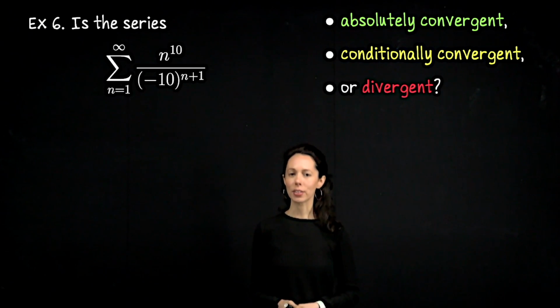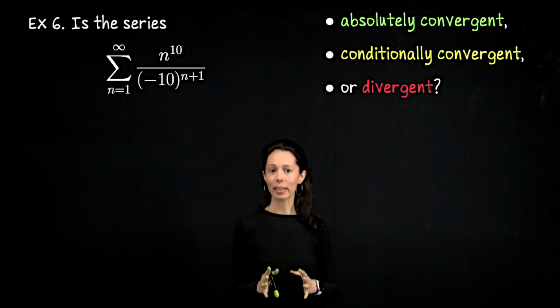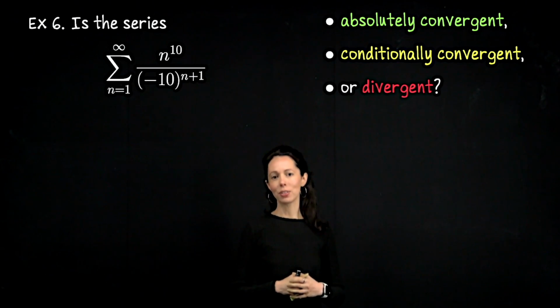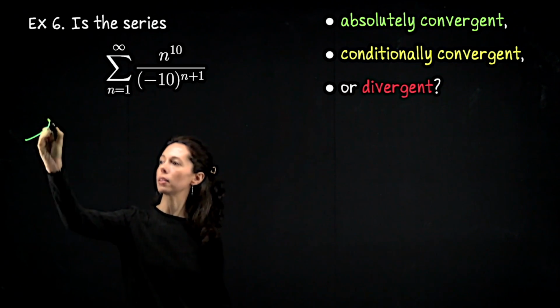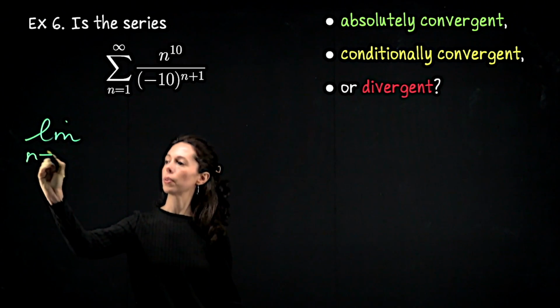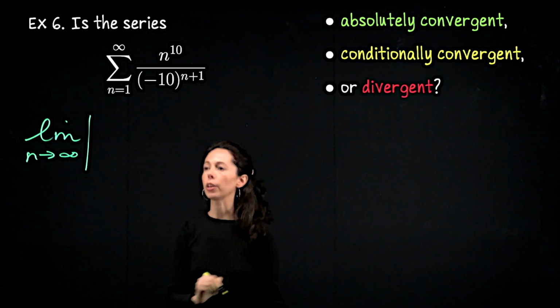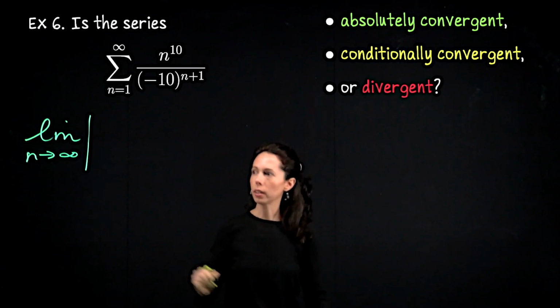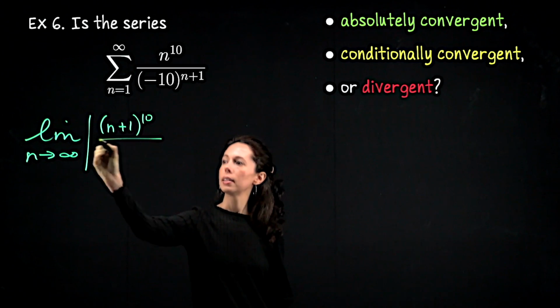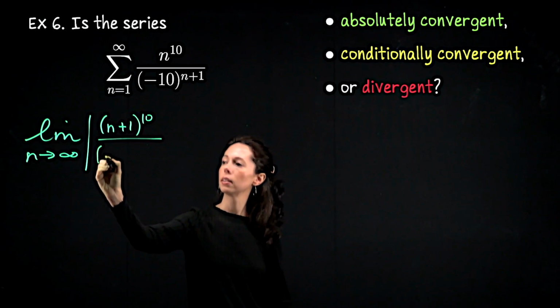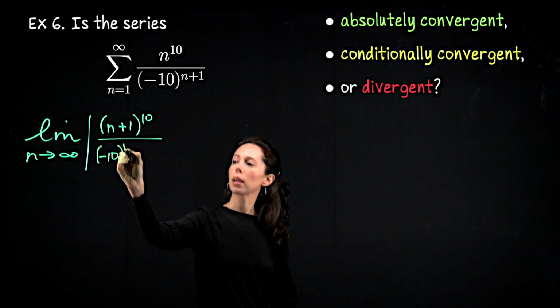Okay, let's look at the series whose terms are n to the 10 divided by negative 10 to the n plus 1. Jump right into the ratio test. This is going to be the limit as n goes to infinity of the absolute value of first the n plus 1 expression. So we'll have n plus 1 to the 10 divided by negative 10 to the n plus 1 plus 1.